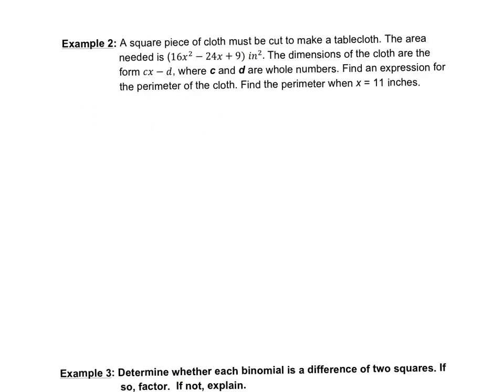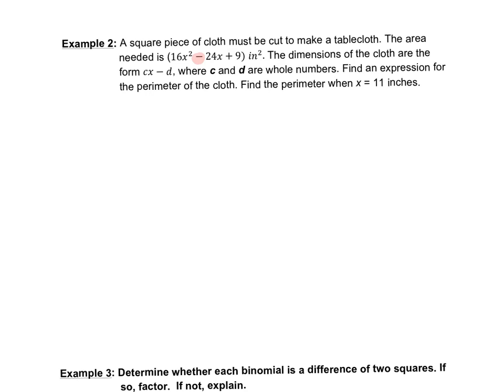Okay, let's look at example 2. A square piece of cloth must be cut to make a tablecloth. The area needed is 16x squared minus 24x plus 9. The dimensions of the cloth are of the form cx minus d. It's a minus because there's a minus right here, the first operation, where c and d are whole numbers. Find an expression for the perimeter of the cloth.